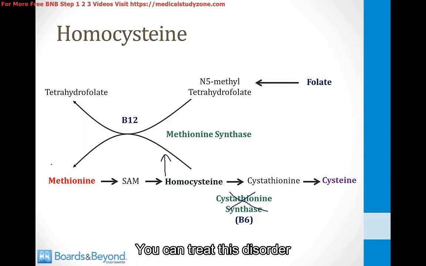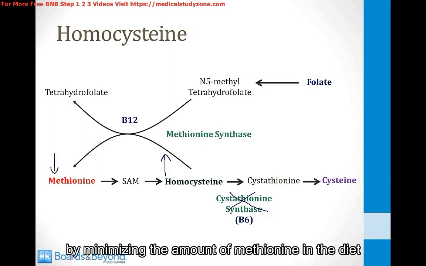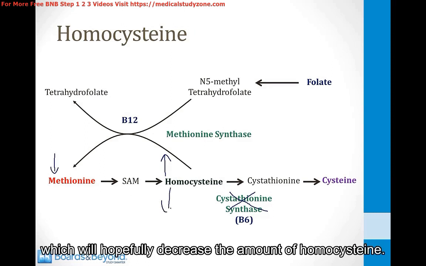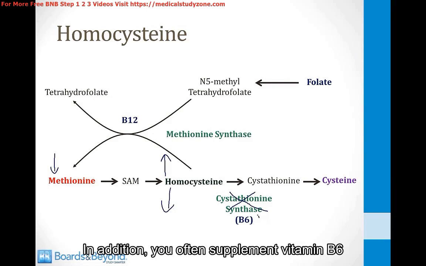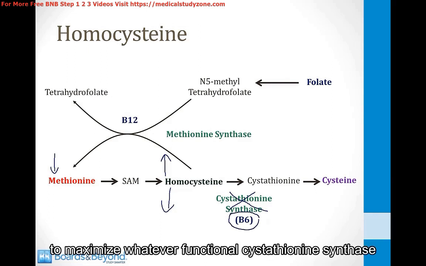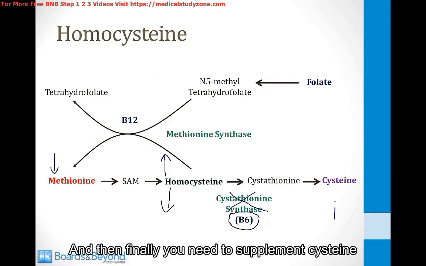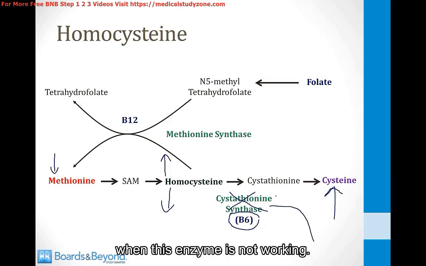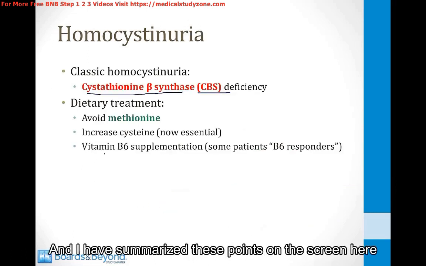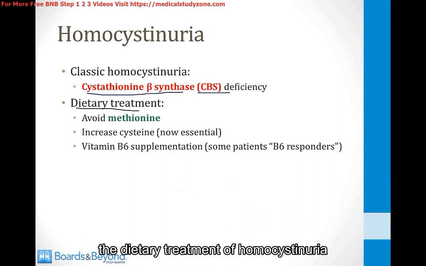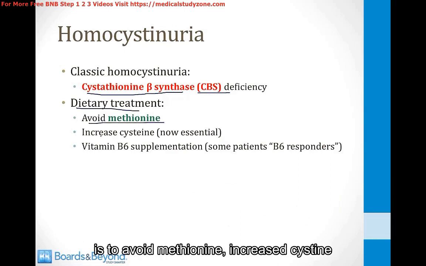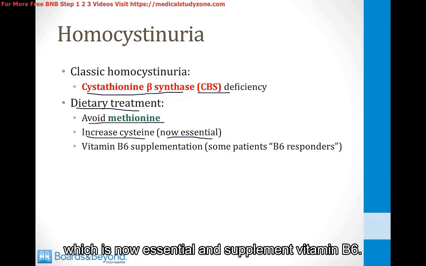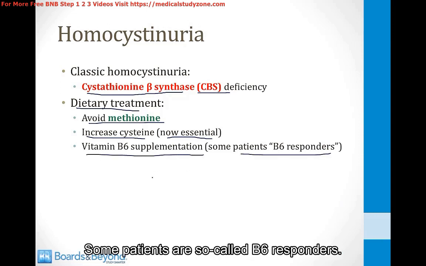You can treat this disorder by minimizing the amount of methionine in the diet, which will hopefully decrease the amount of homocysteine. In addition, you often supplement vitamin B6 to maximize whatever functional cystathionine synthase is still present. And then finally, you need to supplement cysteine because it now becomes an essential amino acid when this enzyme is not working. And I've summarized these points on the screen here. The dietary treatment of homocystinuria is to avoid methionine, increase cysteine, which is now essential, and supplement vitamin B6. Some patients are so-called B6 responders.